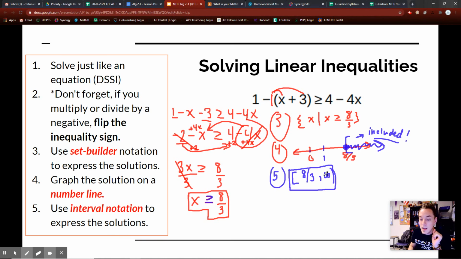Also realize my positive infinity will always be on the right side of my set. Okay? Always, always, always. If I have negative infinity, just like in the last example, my negative infinity will always be on the other side of the set. Why is that, Mr. Carlson? I'm glad you asked, kids. Because we read math like a number line, left to right.